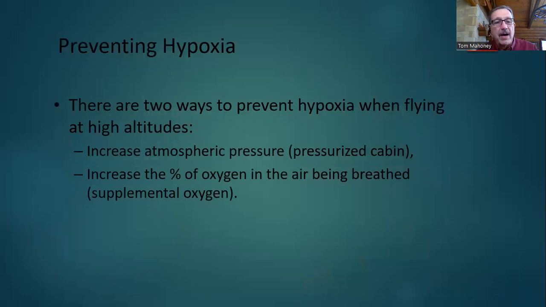So, preventing hypoxia. There are 2 ways to prevent hypoxia when flying at high altitudes. The first way is to increase the atmospheric pressure around you. In other words, pressurize the cabin. The second way is to increase the percent of oxygen in the air being breathed. So we talked about normally we have 21% oxygen in the air. If we supplement that and pack in more oxygen, make it 50% oxygen in the air, we're going to be able to survive much better at higher altitudes, breathing oxygen in that form.